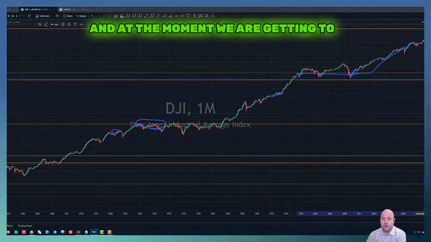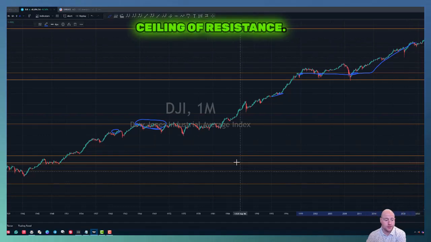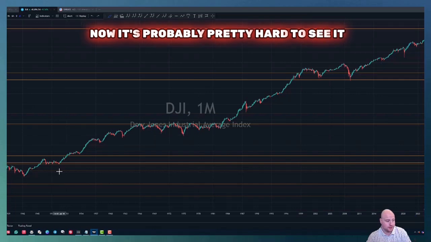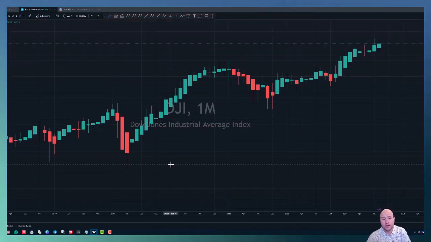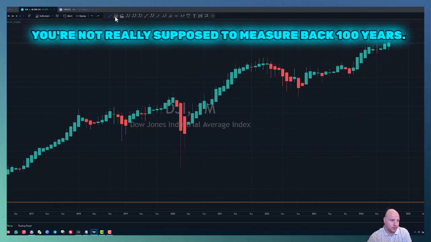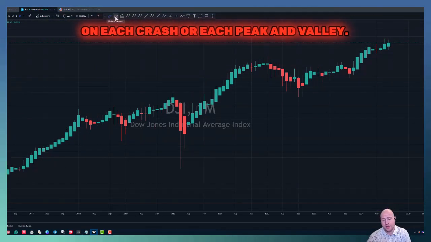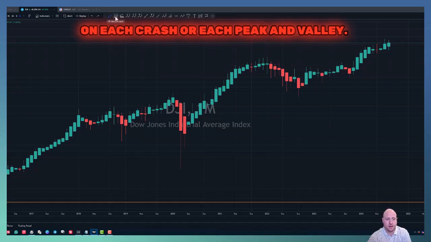And at the moment, we are getting to our next ceiling of resistance. Now, it's probably pretty hard to see it as far as ceiling of resistance at the current time because there's no line there. You're not really supposed to measure back 100 years. It is something that's supposed to be measured on each crash or each peak and valley.